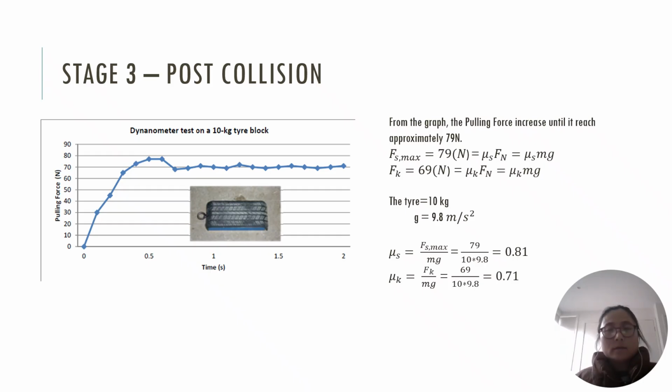From the dynamometer graph, the maximum pulling force was approximately 79 newtons. So using the equation, we could find the static coefficient is 0.81 and the kinetic coefficient is 0.71. We've used the kinetic coefficient throughout the post-collision analysis.